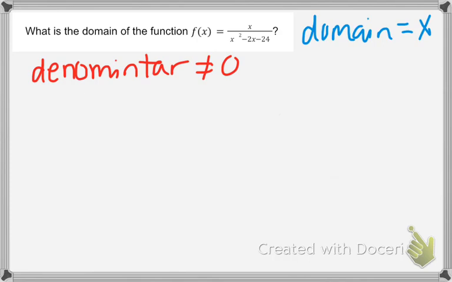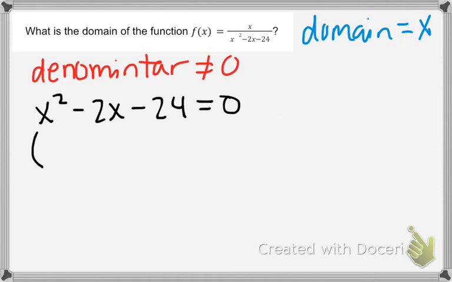So what we want to do is take our denominator, which is x squared minus 2x minus 24, and set it equal to 0, and those are going to be the values of x we can't have. In order to solve a quadratic, we want to factor it so that we can find our x values. So this is going to factor into x plus 4 and x minus 6.